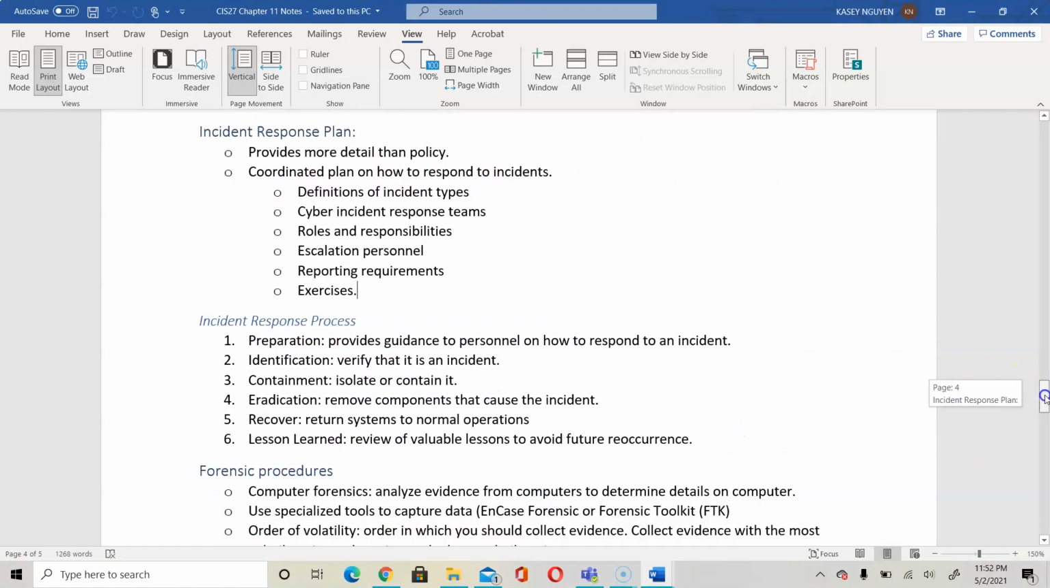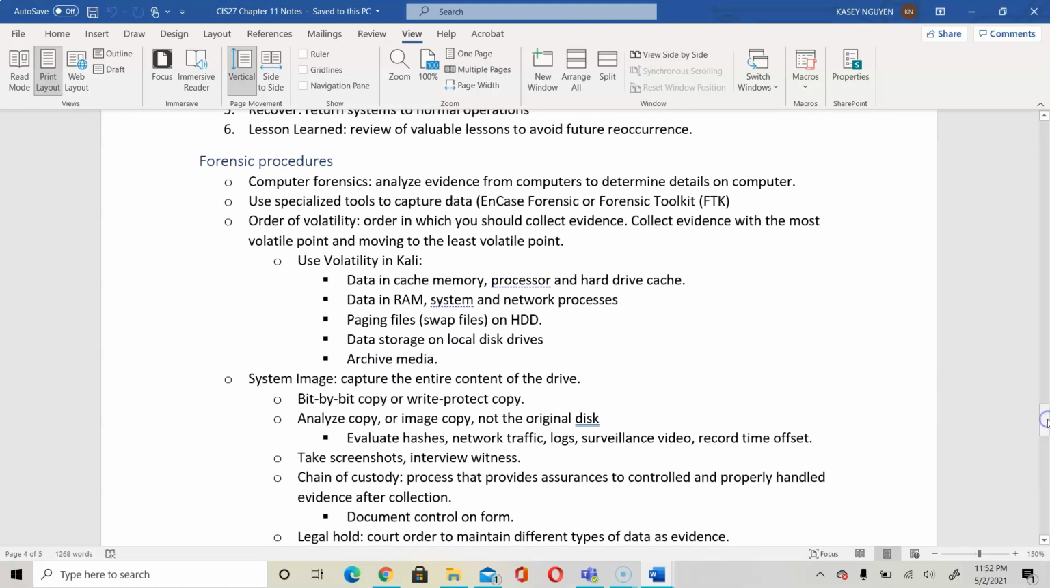In the next area, we're going to talk about forensic procedures. Another area in cybersecurity is to look into computers and networks to analyze the evidence, and that could be criminal activity related, fraud, or just an incident that happens where we want to find out what had happened. So computer forensics is a way to analyze evidence from computers to determine details on the computer, and it also encompasses network systems.